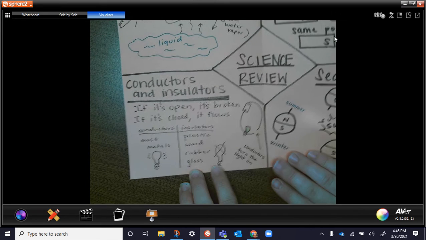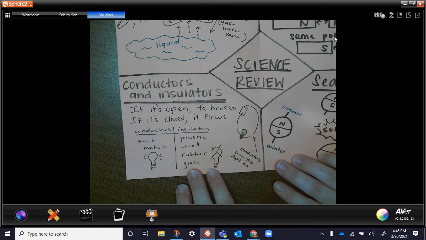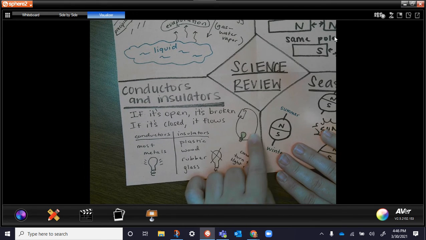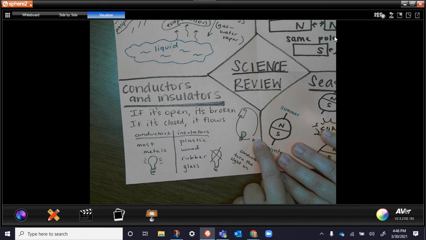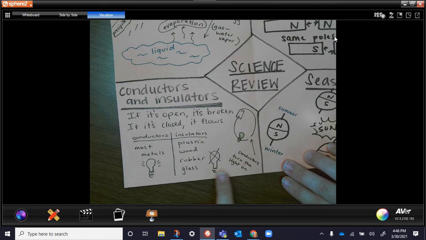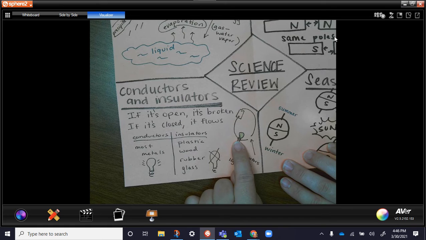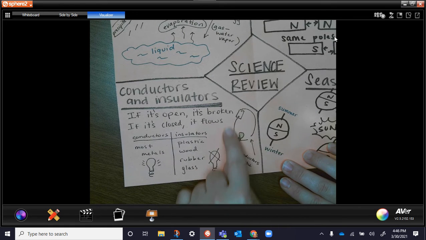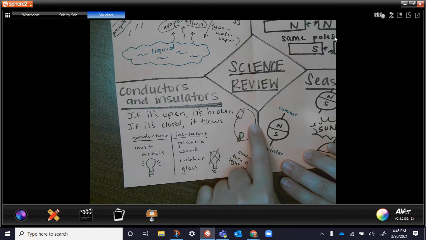Conductors and insulators, if it's open, it's broken. If it's closed, it flows. So we did a lab in science where we made a circuit. We had a battery, a light bulb, and the wires, and then we left this gap open. And we said the only thing that would turn on the light bulb is when we close. Remember, if it's closed, it flows, meaning those electrons are flowing all around the circuit.